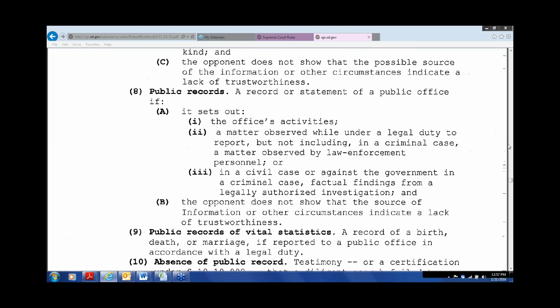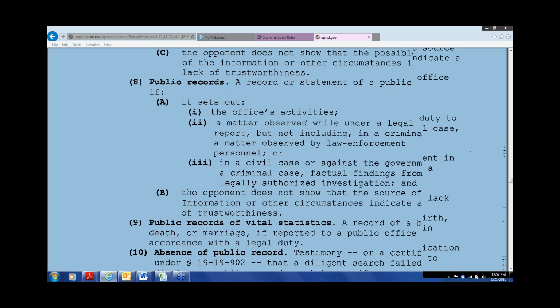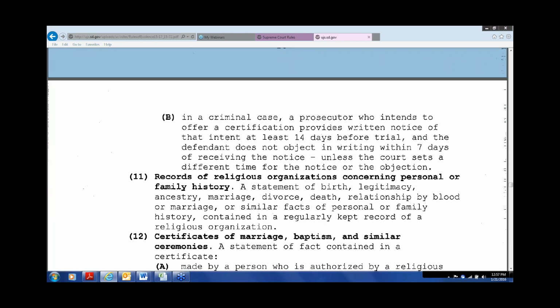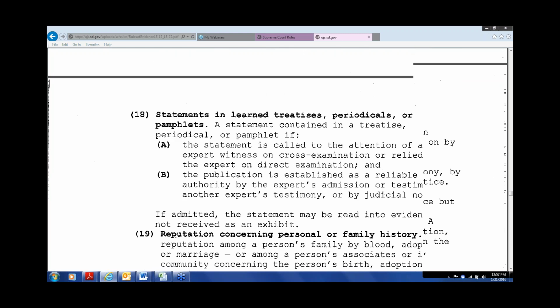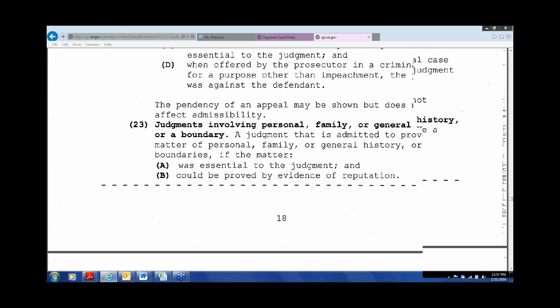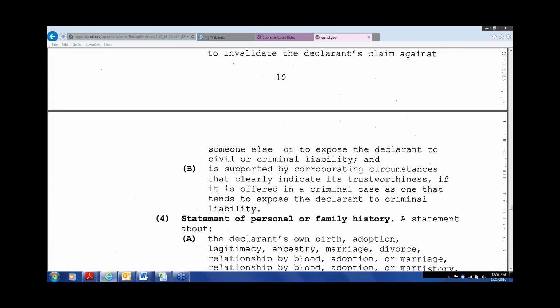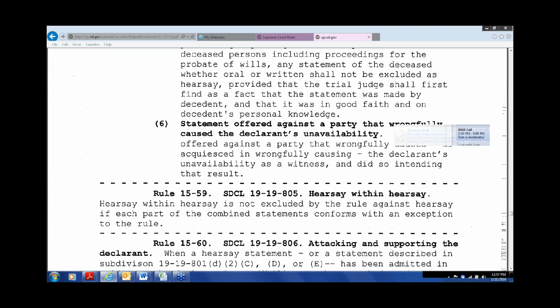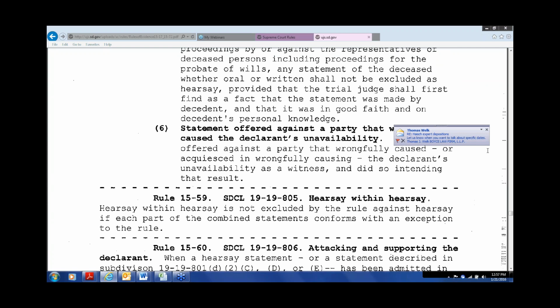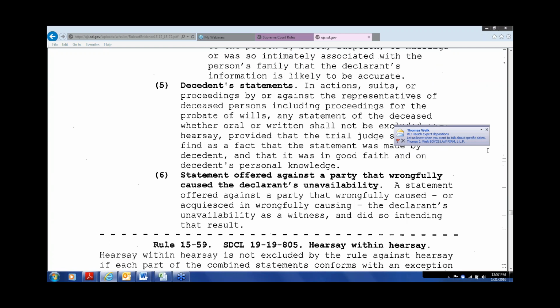There is something brand new in the code, and this is at 804B6. And this is a pretty big deal. I'll just wait till we get there. Before we get to six, I'll just point out it's five. Five is our dead man statute. That is a matter of state law, and that continues to be in the code. But 804B6 is a pretty big deal.